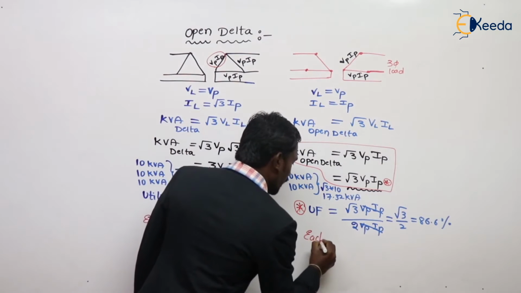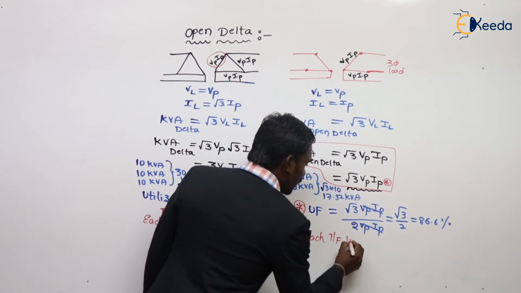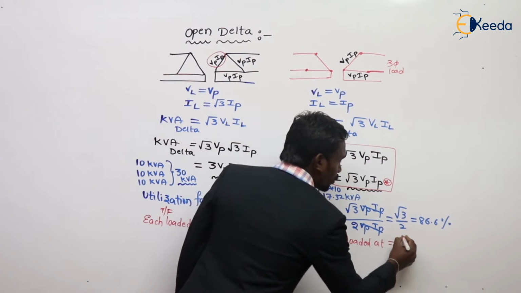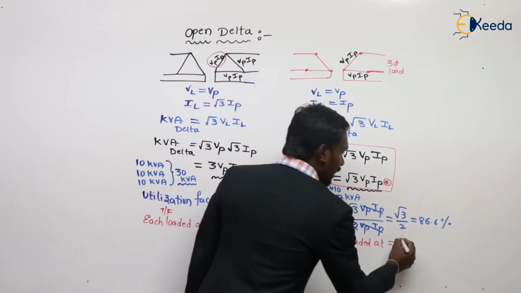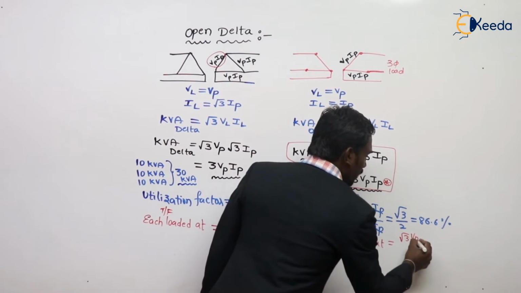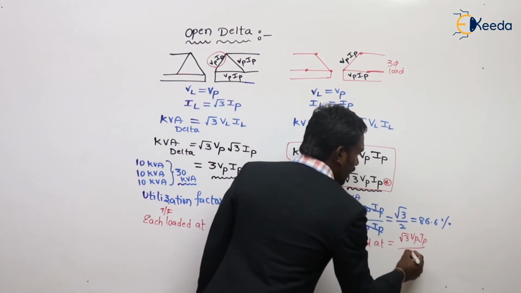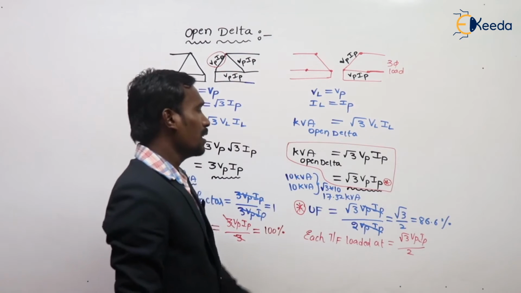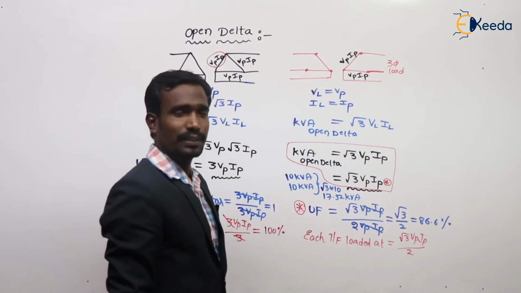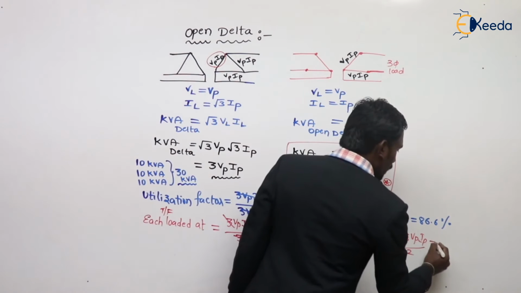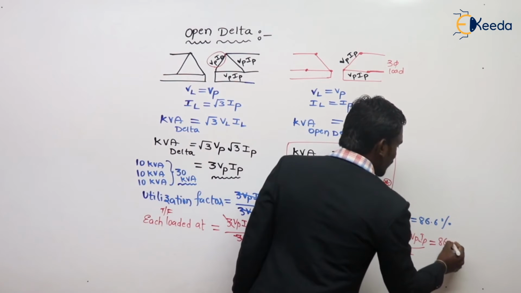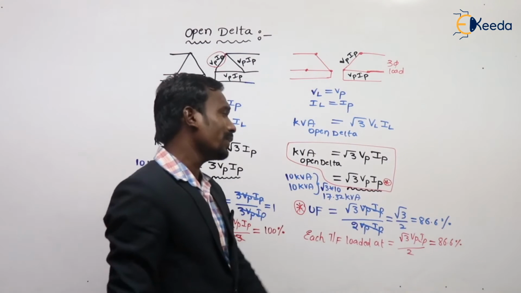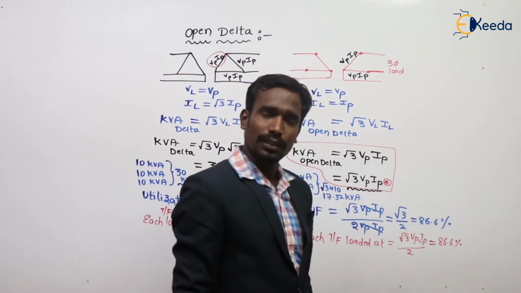When it comes to open delta, each transformer is loaded at total kVA. The load kVA is root 3 times V phase I phase, and the number of transformers is only 2. We have only 2 transformers sharing the root 3 times V phase I phase. So root 3 by 2, nothing but 86.6% of load. Each transformer is loaded at 86.6% of load.